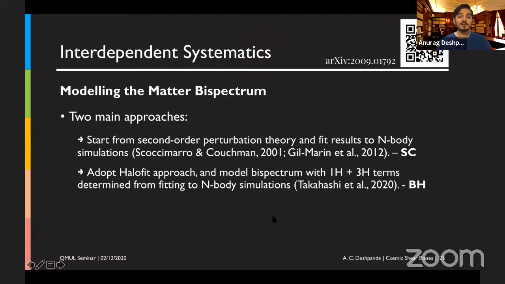And then really recently, this year, a new approach has come out, which is still a similar approach because at the end of the day, you still have to fit to n-body simulations. But it's a halo fit approach. Halo fit has been used for a while to model the nonlinear parts of the matter power spectrum, and it does that with 1H and 3H terms. What they did in this work is apply this formalism to the bispectrum, and derive a fitting formula from n-body simulations for these 1H and 3H terms. That was the other model we tested. There we used their publicly available code, and that's denoted by BH in this next part.